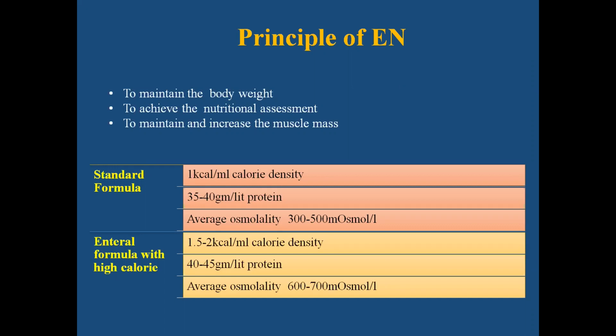What is our standard formula of enteral nutrition? 1 kilocalorie per ml calorie density, and protein is 35 to 40 gram per liter, and average osmolarity is 300 to 500 osmol per liter. And enteral formula with high calorie is 1.5 to 2 kilocalorie per ml calorie density and 40 to 45 gram per liter protein, and this average osmolarity is 600 to 700 osmol per liter.